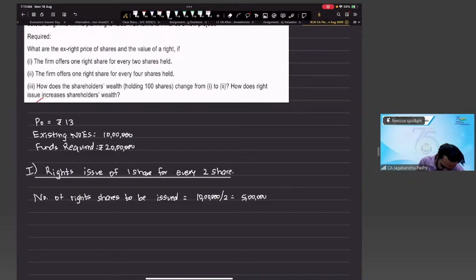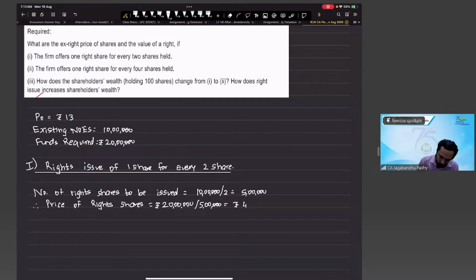Can you tell me what will be the price of the rights shares? 4 rupees. The total funds required is rupees 20 lakhs. 20 lakhs divided by 5 lakh shares is 4 rupees per share. So you are going to get 4 rupees as the price of the rights shares.